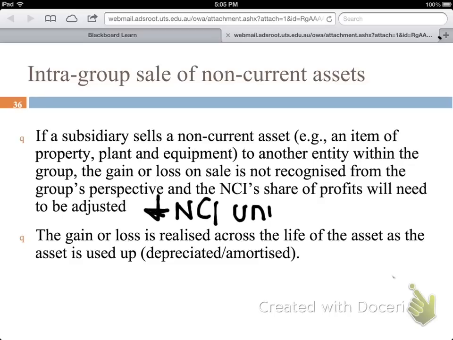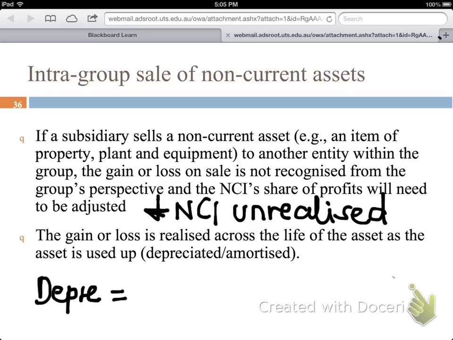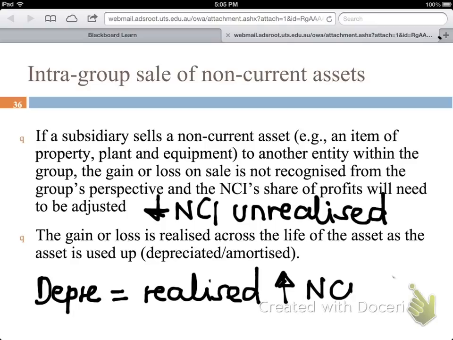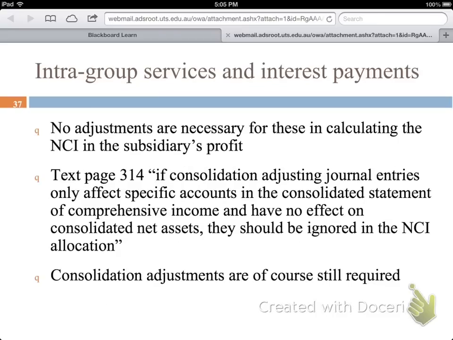Okay, why? Because here you'll have an unrealized profit. And if you recall from last week, unrealized profit on a depreciable item becomes realized through depreciation. So as the item depreciates, you're going to realize the value, or you're going to realize the gain on sale. Okay, and if you have realized profit, you're going to end up increasing the NCI. And you've already learned how to calculate all of these numbers last week.